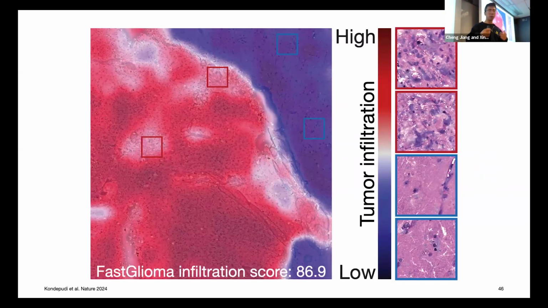But there are lots of downstream tasks for this framework. For example, here we are showing a tumor infiltration detection task, which is just detecting the tumor margin of the glioma case. Here we can see the tumor infiltration from high to low on this whole slide image, and we're giving an infiltration score. This is a work we recently had accepted in Nature.